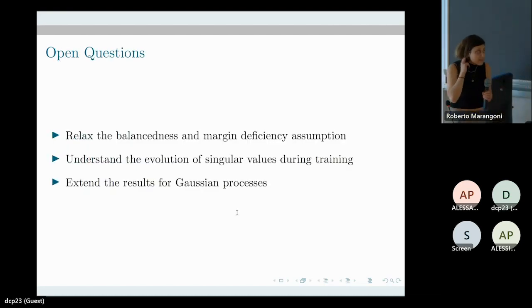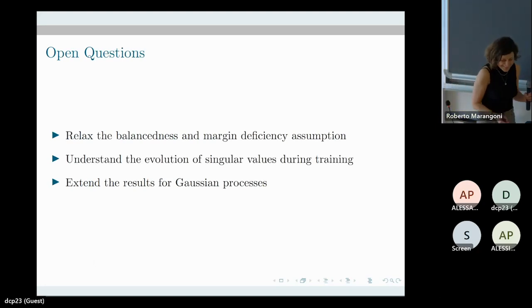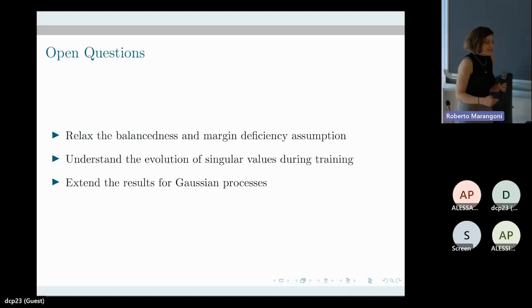Okay, I'm almost done. What we wish to do next is to relax this balanced assumption and this margin deficiency assumption. If we understand the evolution of singular values during training, we might be able to do it. And then extend the results to Gaussian processes, because now we used a simple neural network and just a Gaussian distribution, so we want to extend it to Gaussian processes. I think that's what I wanted to say. Thank you very much.